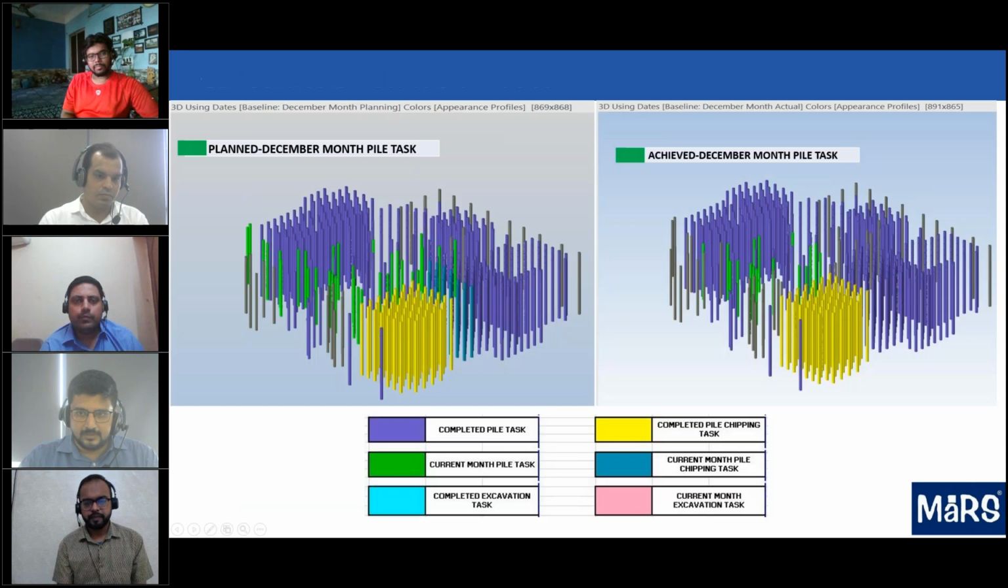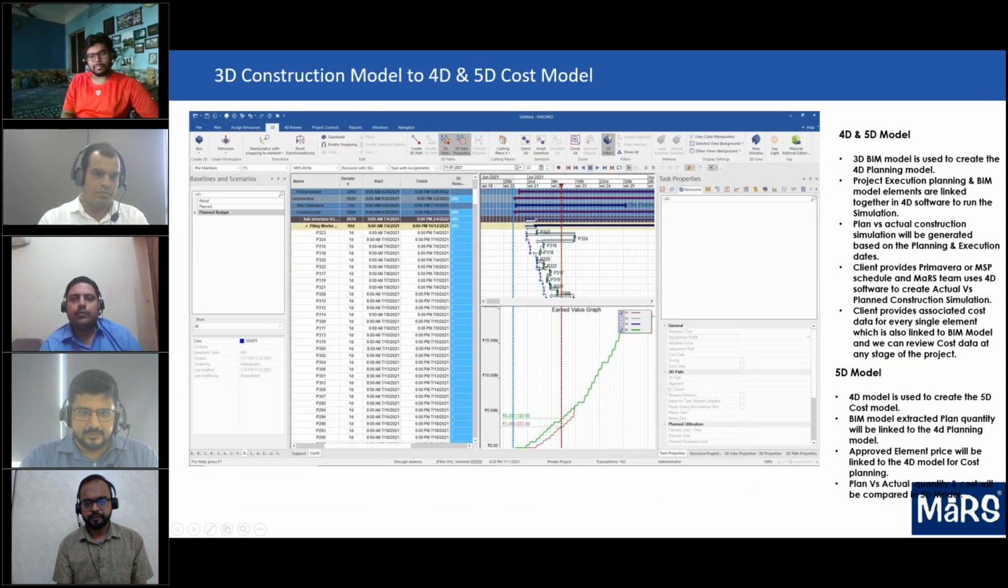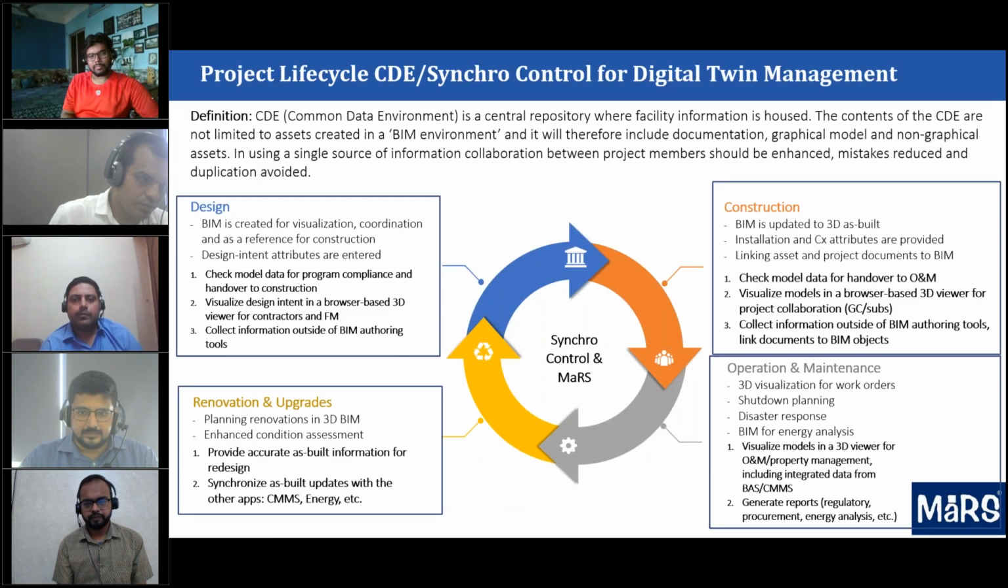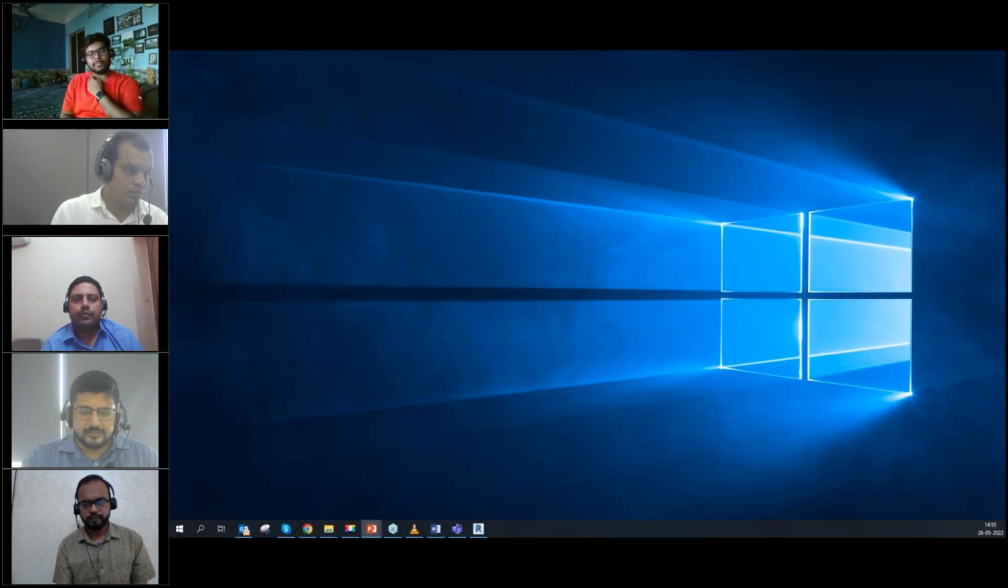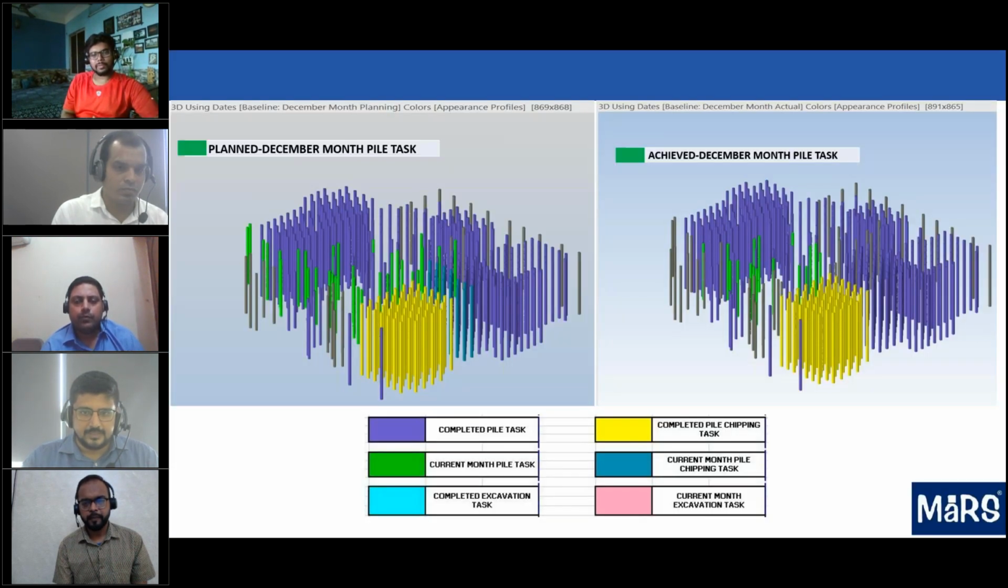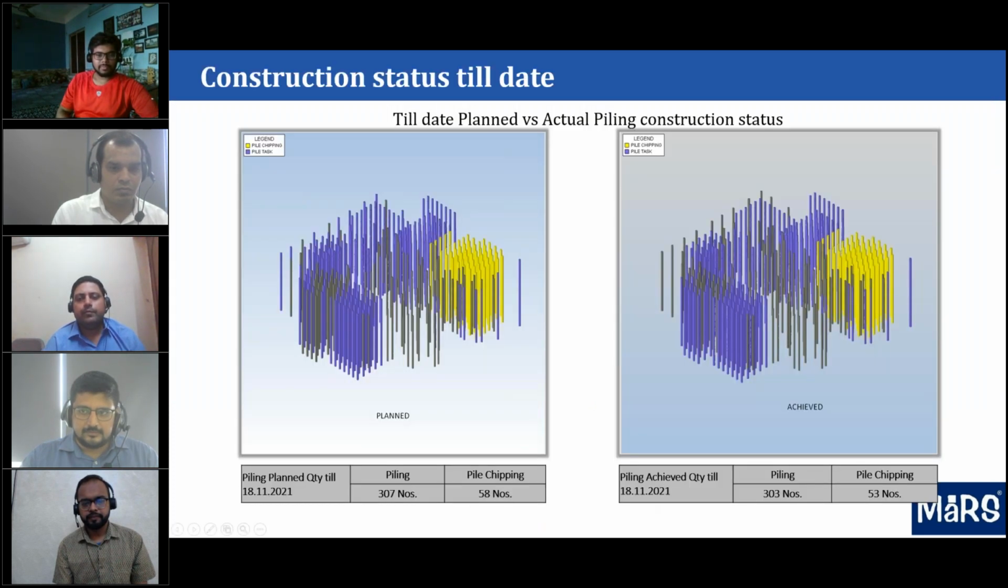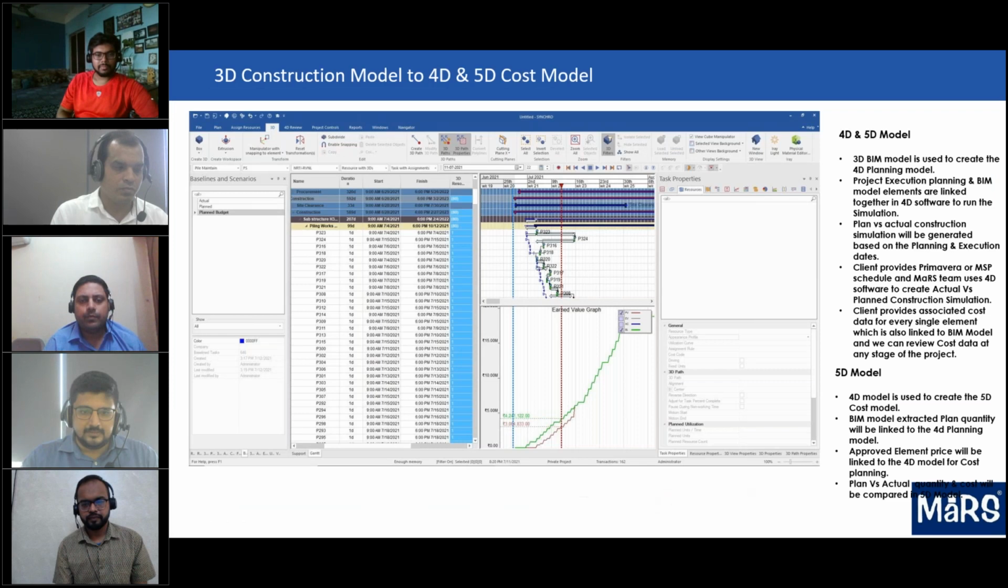So this is the actual construction progress on the pile. Here we can see clearly what is completed and what is the pending task, and it is going to be generated directly through the software. Next, here you can see the number of piles and the previous one.